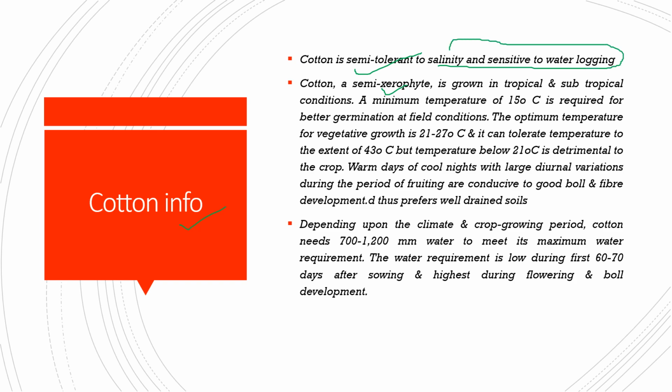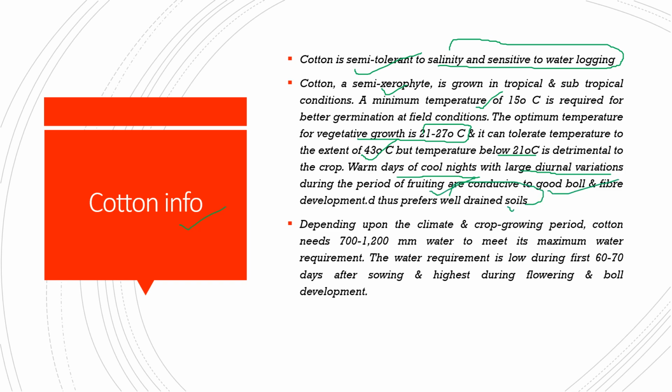Minimum temperature it can tolerate is 15 degrees centigrade, maximum is 43 degrees centigrade, whereas optimum for vegetative growth is 21 to 27 degrees centigrade. Below 21 degrees is detrimental to the crop. Warm days and cool nights with large diurnal variations during fruiting are good for boll development and fiber development.